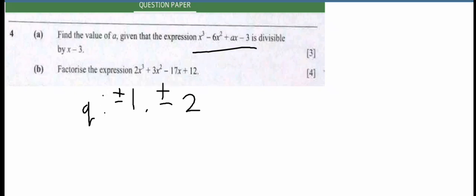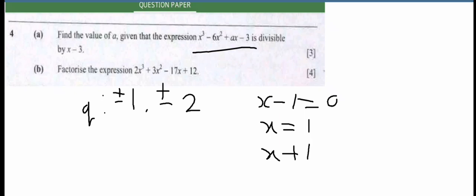Similarly, on this part here, we are going to use what we call the remainder theorem. As for the remainder theorem, we are just going to use it to test. How are we going to get positive 1? If we say we have x minus 1 equal to 0, and we solve this for x, the answer is going to be positive 1. Then again, if we get x plus 1 equal to 0, and we solve for x, we are going to get x equal to negative 1.